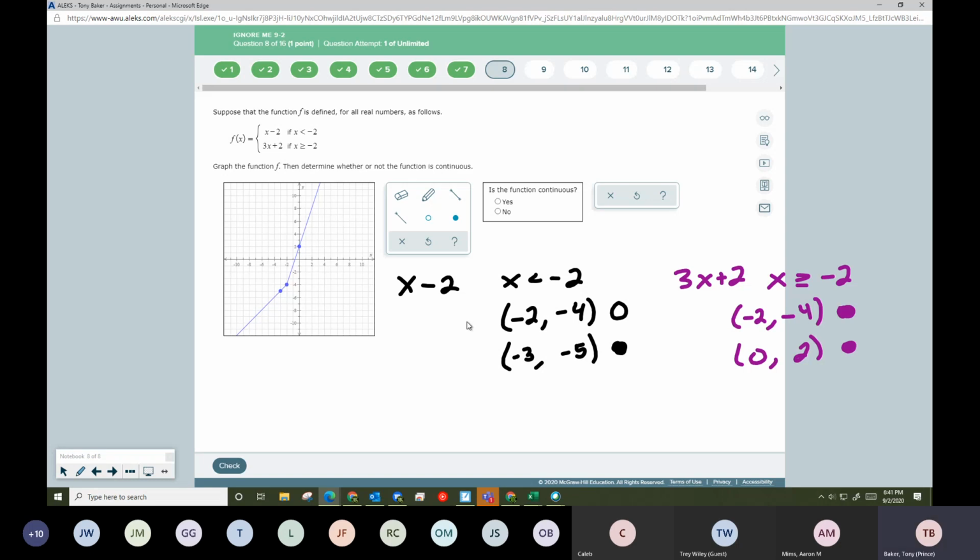Sometimes looking at harder ones actually makes more sense than the simpler graphs. The next part of this question says, is the function continuous? Continuous means that from one end to the other, as you go across, there's never a hole or a gap. In this case, there are no holes and no gaps, so the function is continuous.